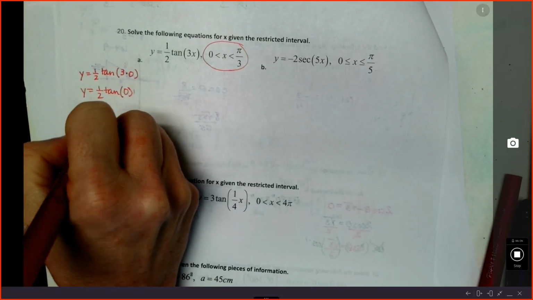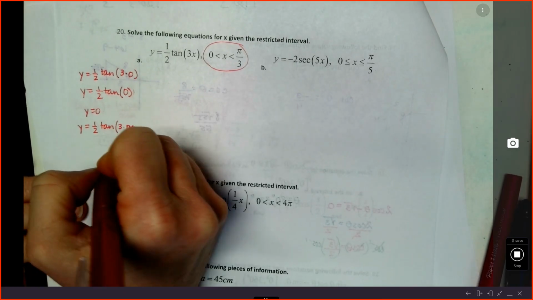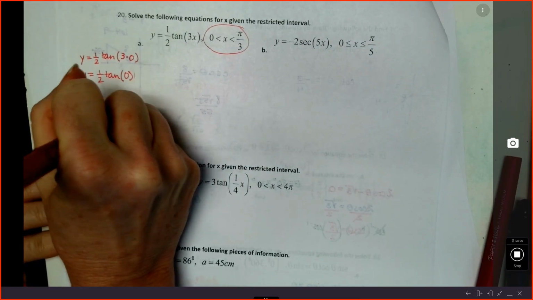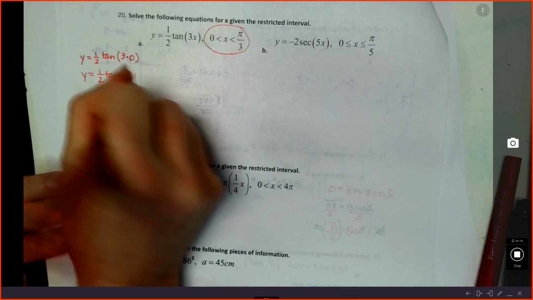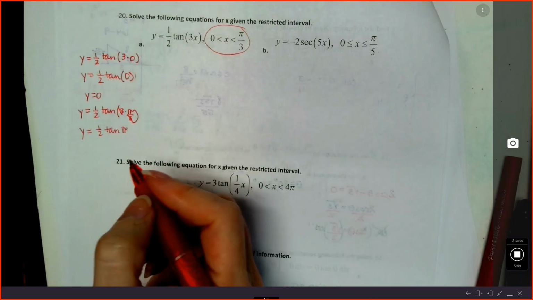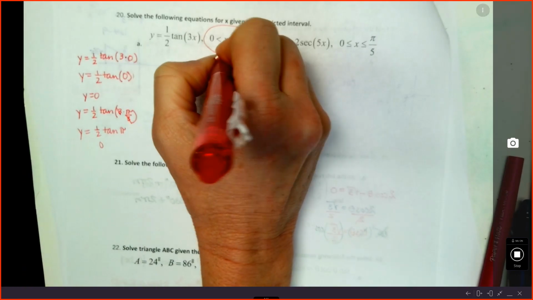And then I do the same thing with pi over 3. So y equals 1/2 tangent 3 times pi over 3. Which means my 3 and my 3 on the bottom cancel out. So I end up with 1/2 tangent of pi. You can put tangent of pi in your calculator, and you get 0. So that just means that y has to be greater than 0 because they both came out to 0. So your domain restriction is that y is greater than 0.